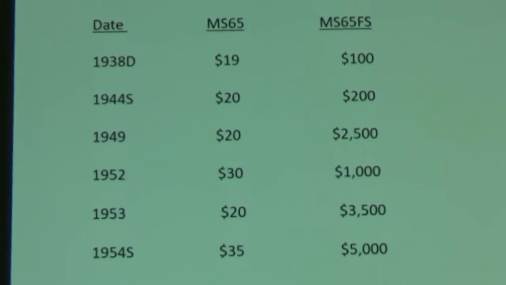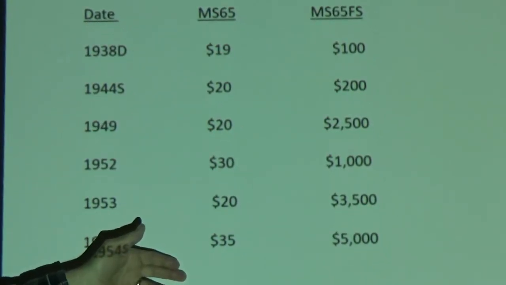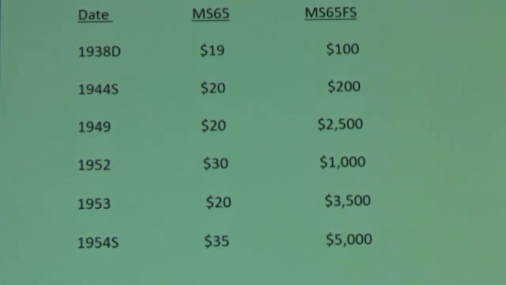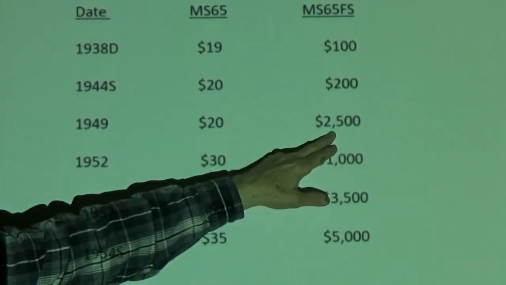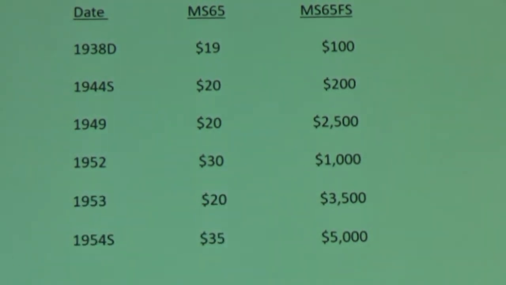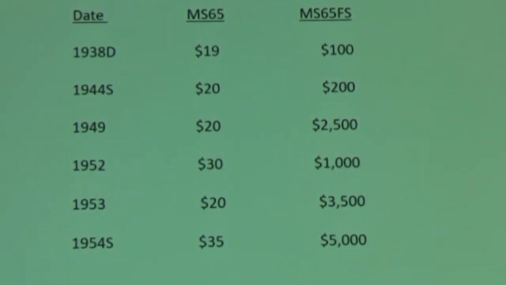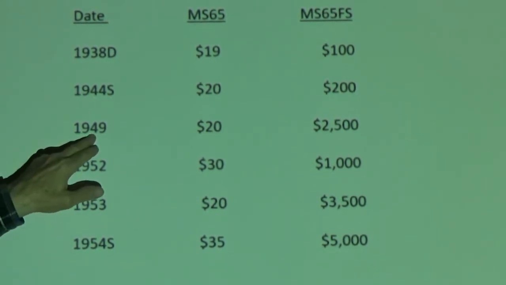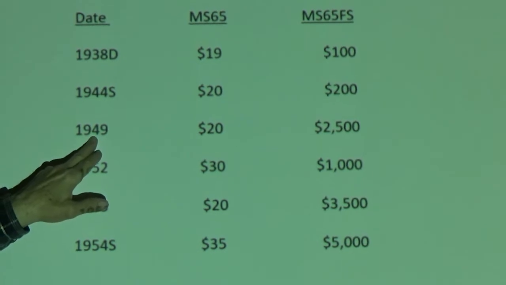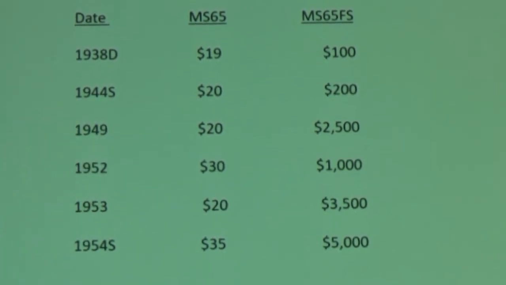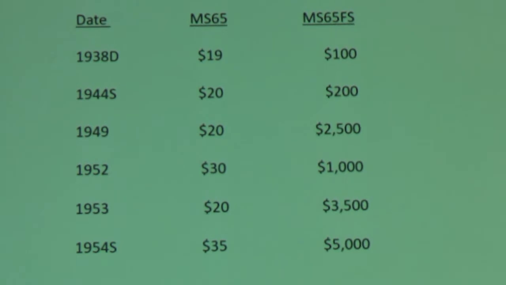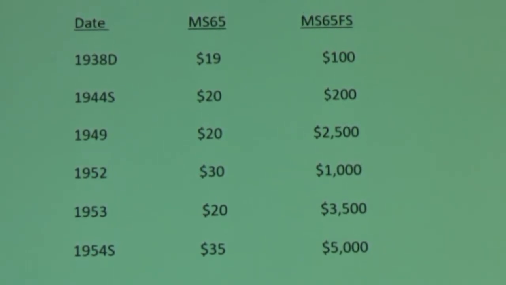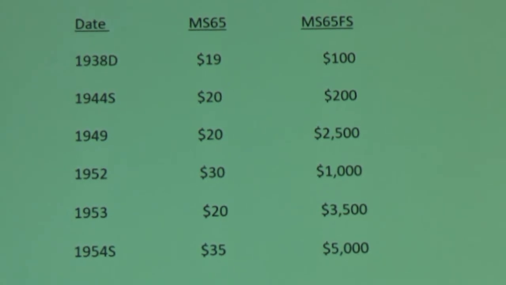But you can buy a lot of these in MS65. They're very reasonable, and you don't even have to buy them in slabs. But then again, let's just look at if you get one with full steps. A 38D jumps from $19 to $100. A 49 is one of those again where it's particularly hard to find one with full steps. It's $2,500. Again, I don't know who's paying $2,500 for a nickel, but I guess there are people who want them because they're rare and few and far between.